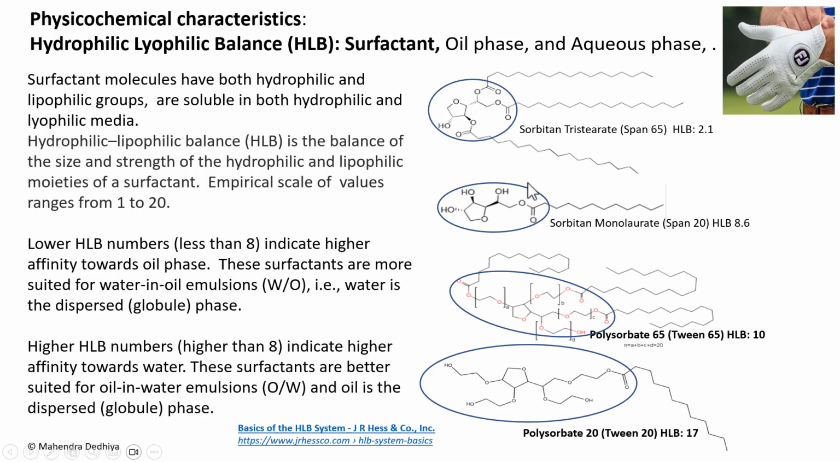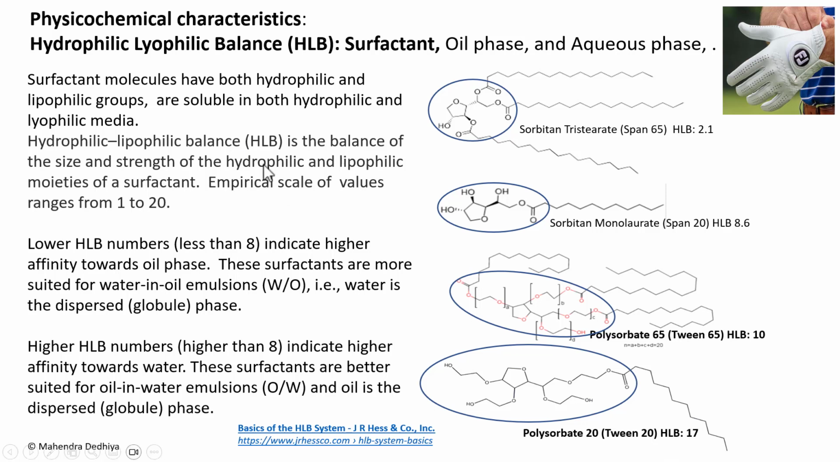SPAN 20 has a water-loving portion here and a single chain. Its HLB is 8.6. So SPAN 20 is more water-loving compared to SPAN 65. Polysorbate 65, brand name Tween 65, has a large polar group and 3 alkyl chains. Polysorbate 65 has an HLB of 10. Compare that to polysorbate 20, which has a large polar group and a single alkyl chain. Polysorbate 20 has an HLB of 70.